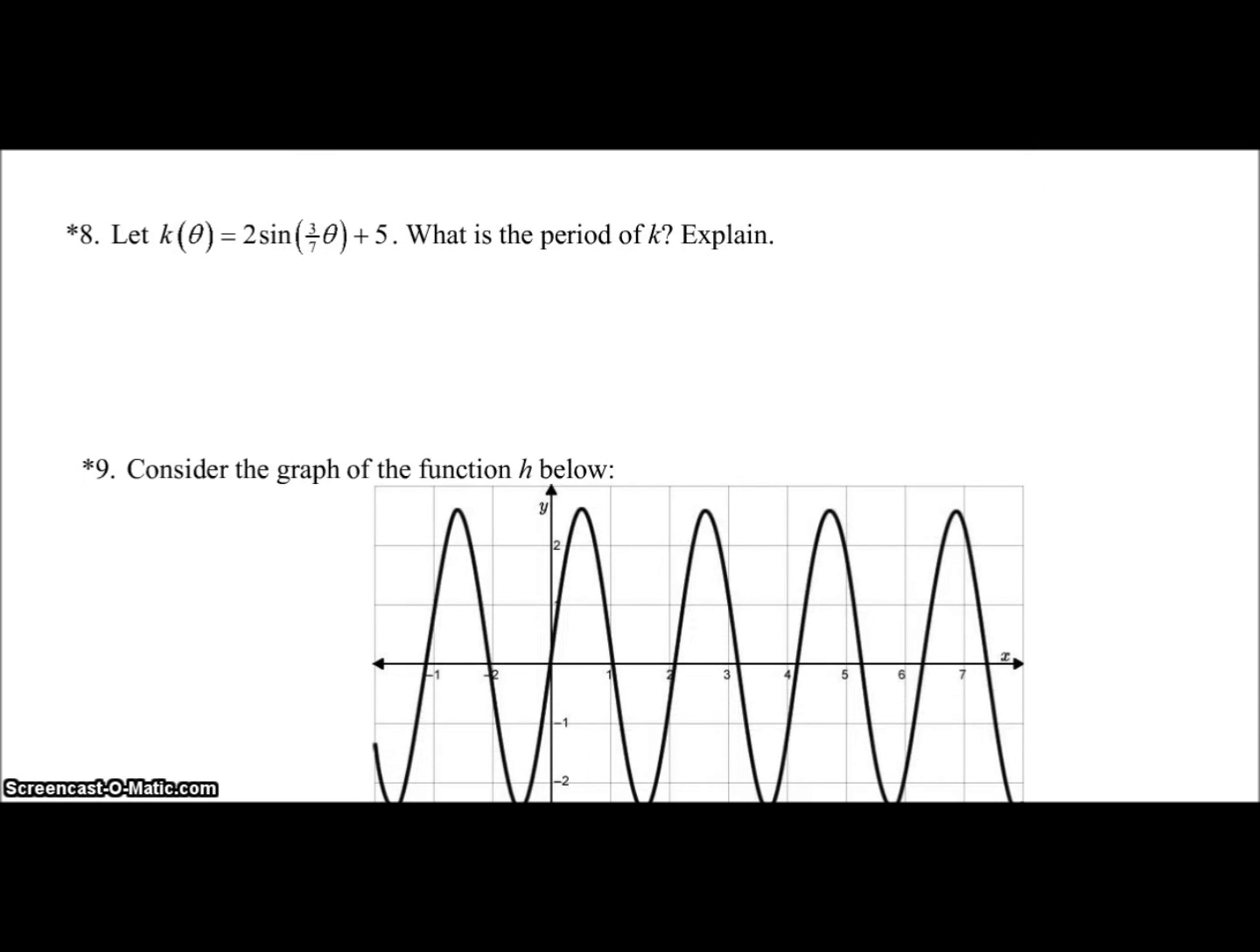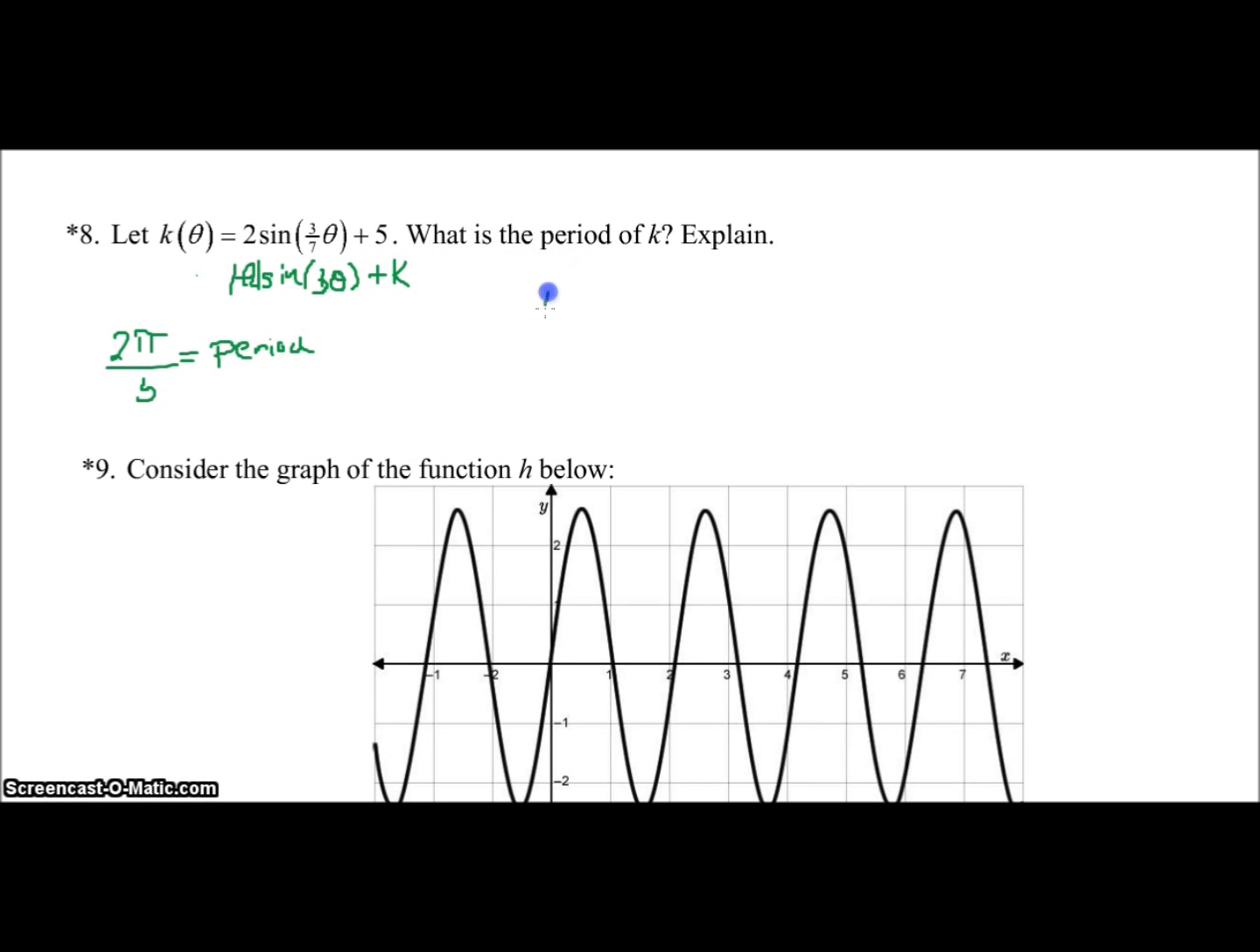Let k of theta equal 2 sine of 3/7 theta plus 5. What is the period of k? Explain. So the quick and easy way to find the period is if this is a sine of b theta plus k, a is the amplitude, 2 pi over b is always equal to the period. K is the vertical shift.